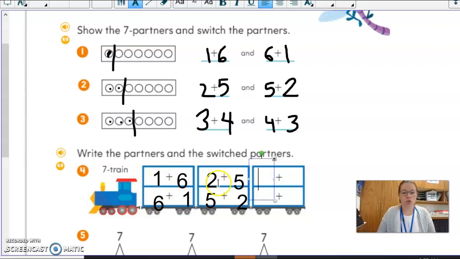We use 1, 2, let's use 3. And 4. And instead of 3 plus 4, we're going to switch those partners and say 4 plus 3.